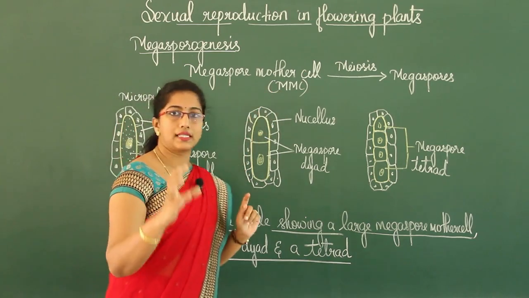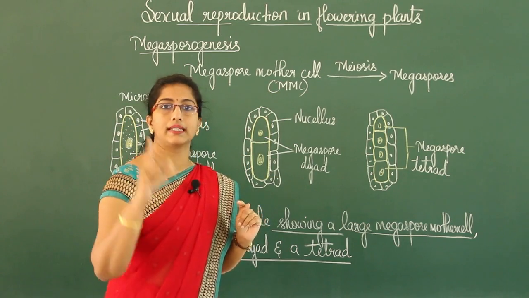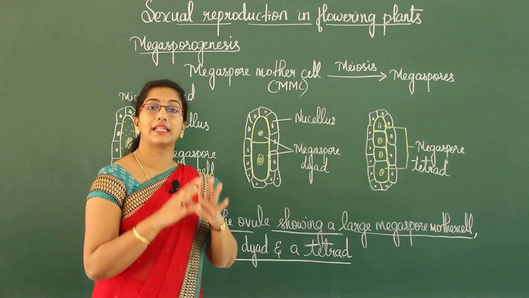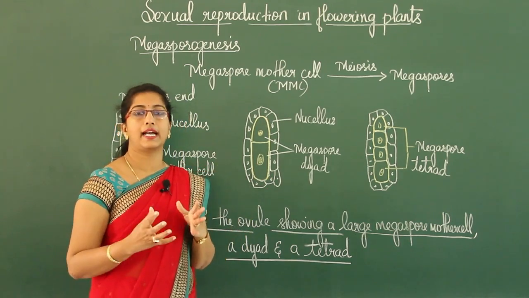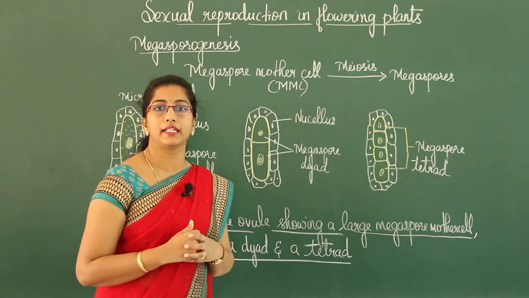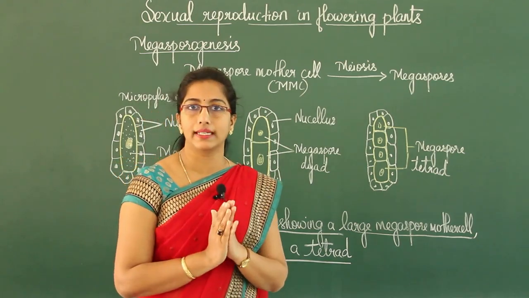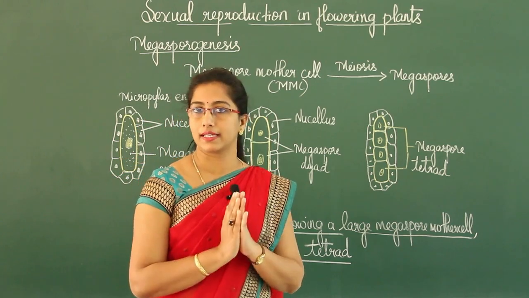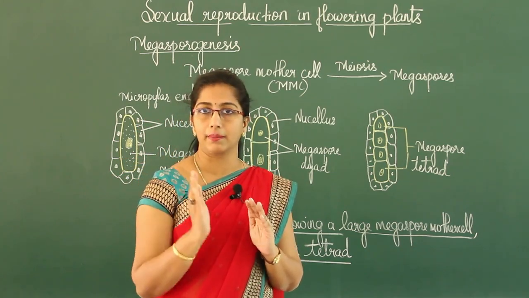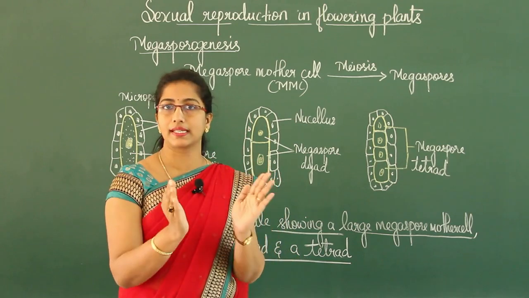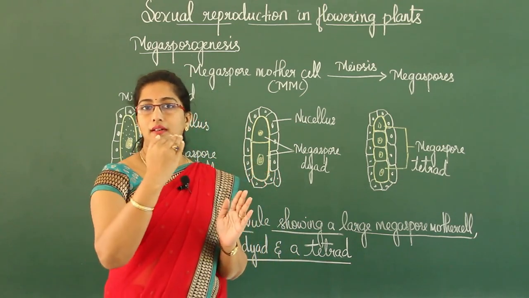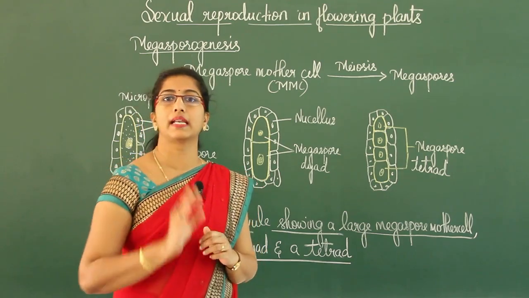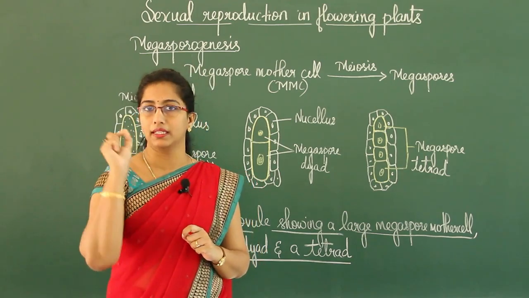So when the ovule is young, in the nucellus, you will see that one cell becomes the megaspore mother cell. It becomes larger in size, it has a lot of reserved food materials, and it has a prominent nucleus. So this one cell is called the megaspore mother cell. It is developing inside the nucellus, almost towards the micropylar end.